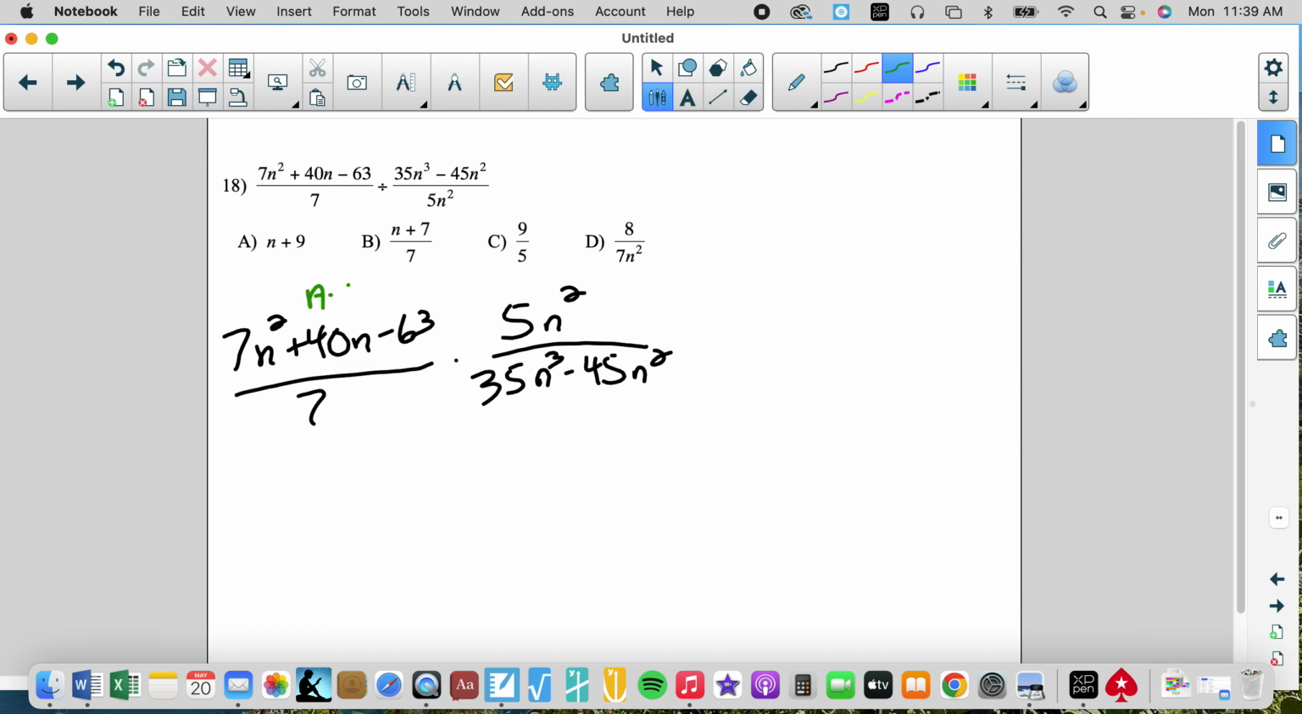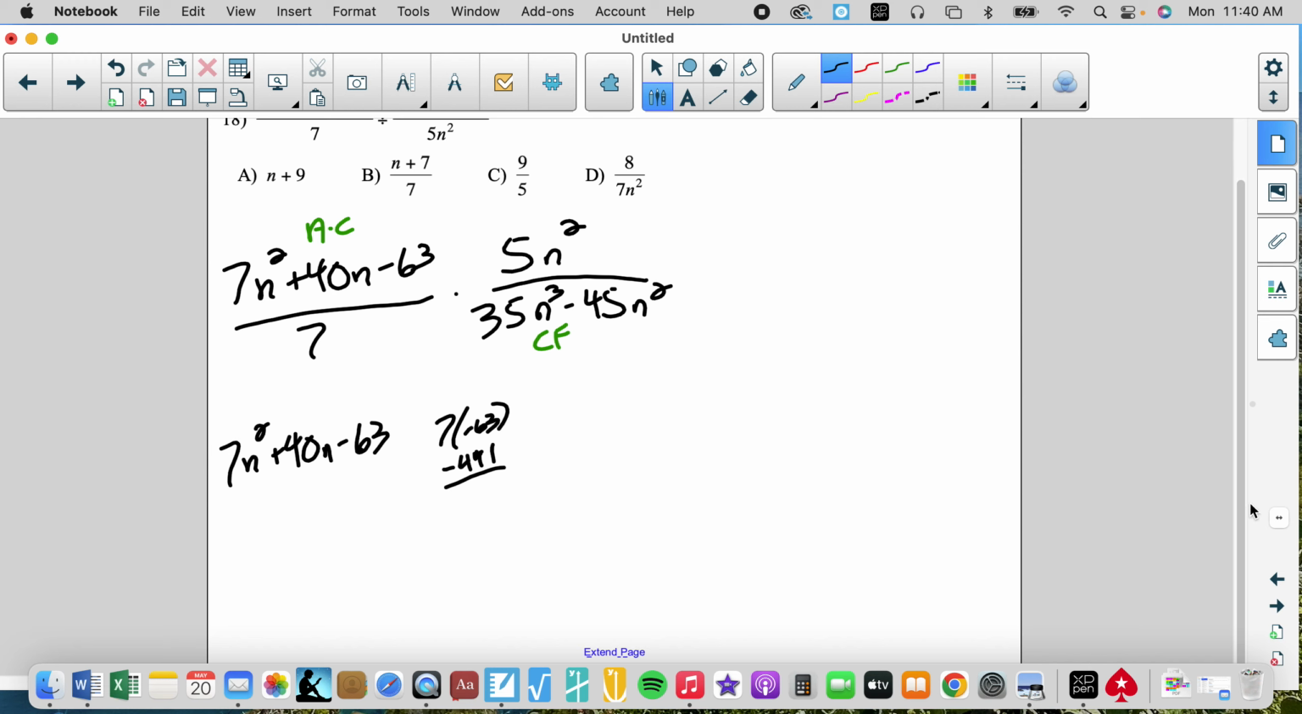That's going to be a times c. This is going to be a common factor. Okay. This is going to be a monster. Yeah. Nothing goes into it. 7n squared plus 40n minus 63. 7 times negative 63. 21, 42, 441. Negative 441. Okay, factors of 441.